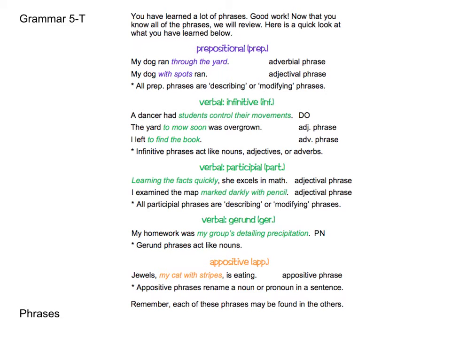So make sure you remember gerunds act like nouns, participles like adjectives, infinitives could be nouns, adjectives, or adverbs, and prepositional phrases can act as adverbs or adjectives. And of course, these phrases can be combined. So make sure you're focusing on what is being described by what.